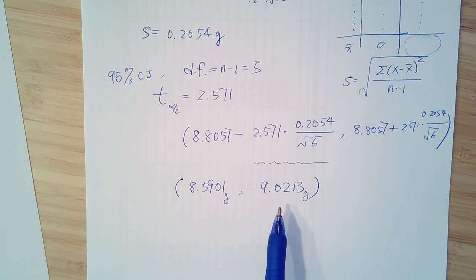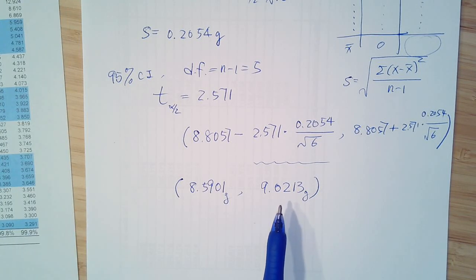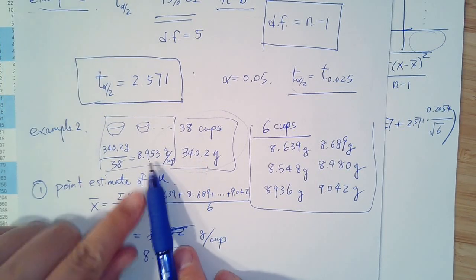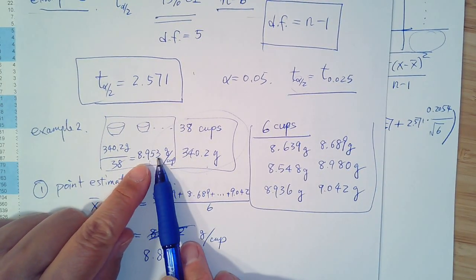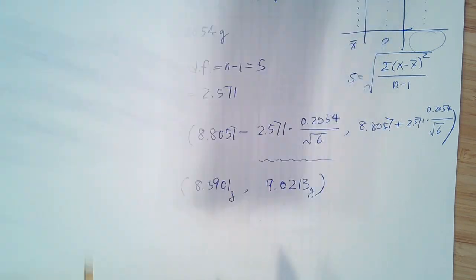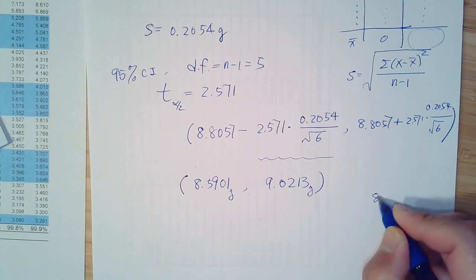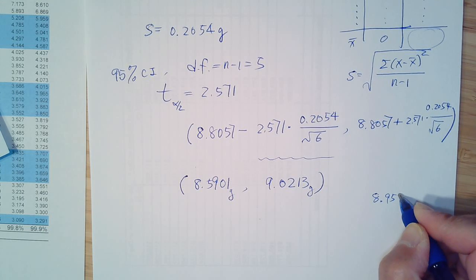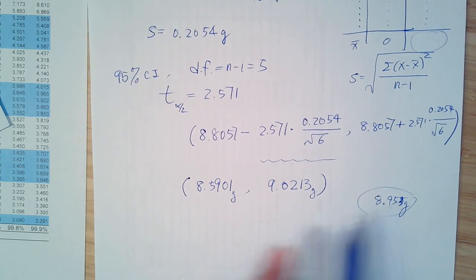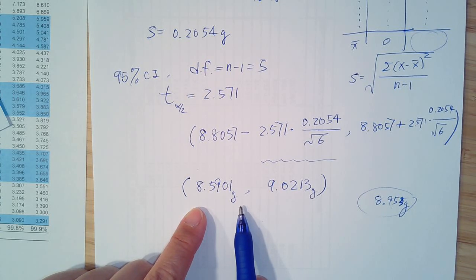And what do they claim? I don't know if you remember. What do they claim? Where's my page? Okay, so they claimed it's 8.953. Is 8.953 in my interval? That's what they claim. Okay, is this guy in this interval? Yes, it is. So what does that mean?